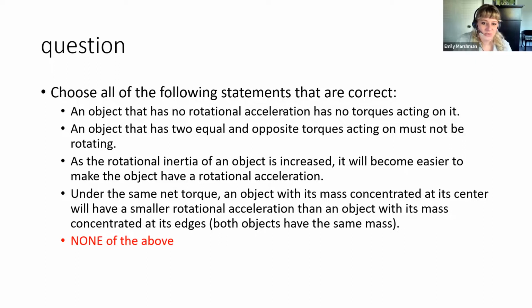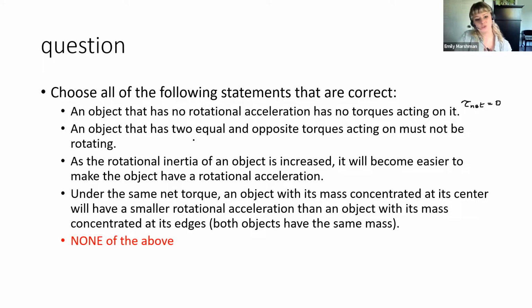An object that has no rotational acceleration has no torques acting on it. This is false, because if it has no rotational acceleration, all that tells me is that the net torque acting on it is 0. There could be two equal and opposite torques acting on it that sum up to 0, so it still has torques acting on it. It's just that the net torque sums up to 0, and therefore it has no rotational acceleration.